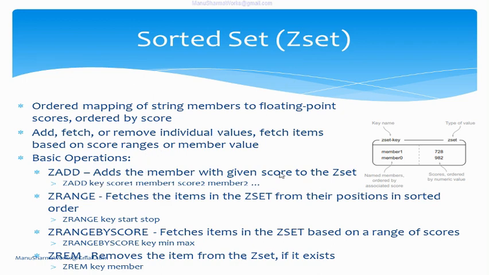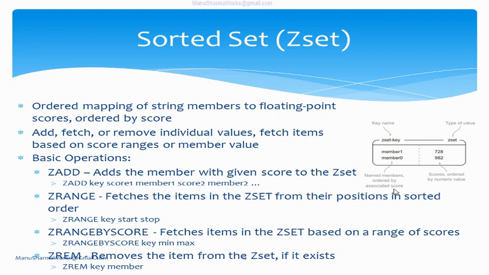ZADD. In order to add a value to the sorted set: ZADD key score1 member1 score2 member2, and so on. So you can add multiple members with scores in one command, or you can add them with multiple commands also: ZADD key score1 member1, then again ZADD key score2 member2.